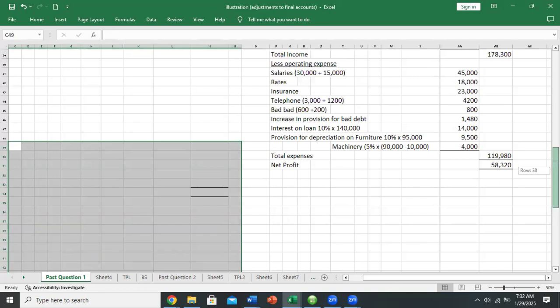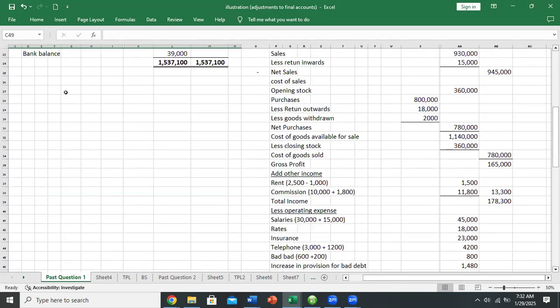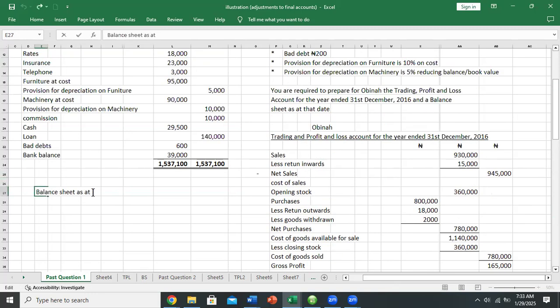So let's see the balance sheet. Let me see if I can do it here, just beneath the question. So balance sheet as at, I think it's 31st December 2016. Please, before I continue, are my professors really okay with the adjustment we have done so far? Okay, so if we are okay, then we'll go to the question and pick our fixed assets.